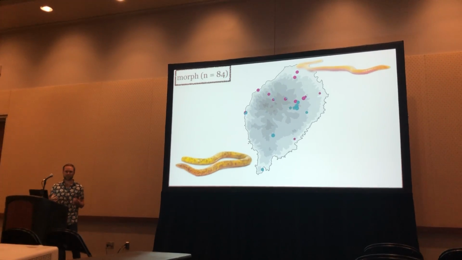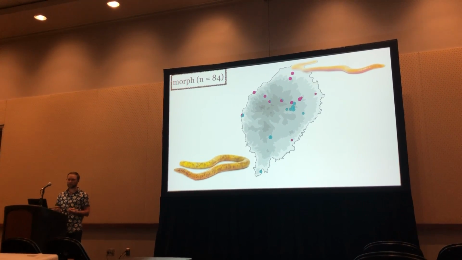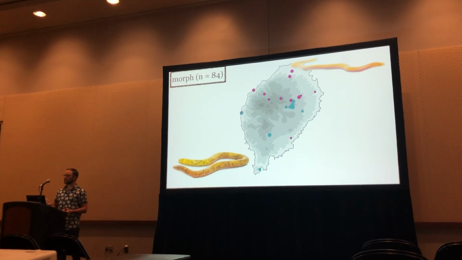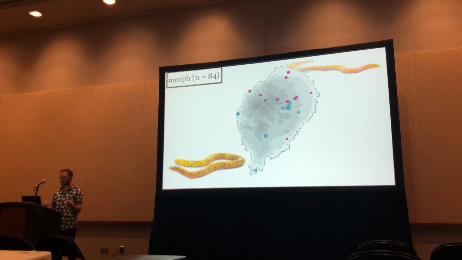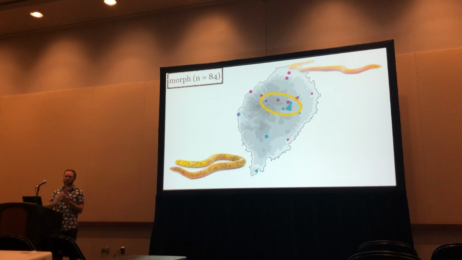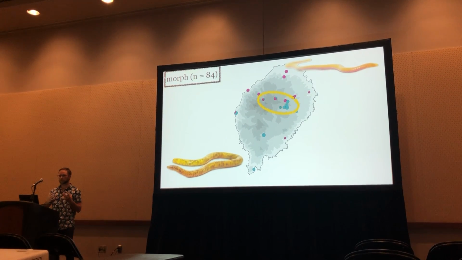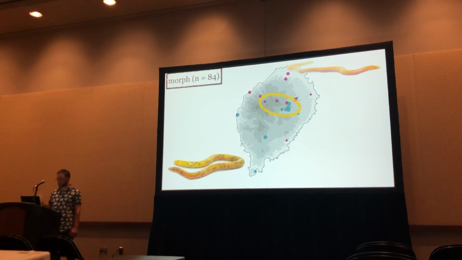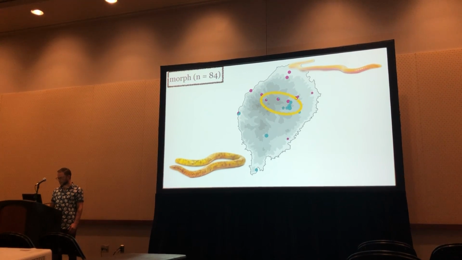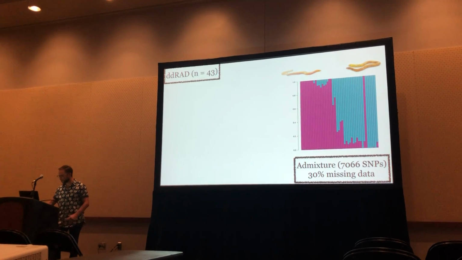And because we were using museum samples, we were unable to score individuals as intermediate levels of speckling, and so we just scored them as speckled or unspeckled. We can see that for the most part, the two morphotypes come into contact at that same area in the middle of the island where we had possible mitochondrial admixture. Not perfect. There's a few individuals that are kind of outliers, but mostly they come into contact in the middle.